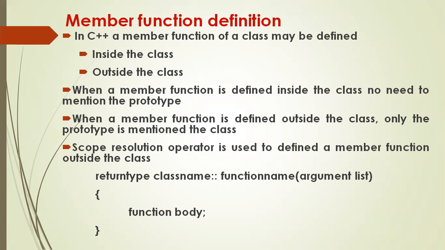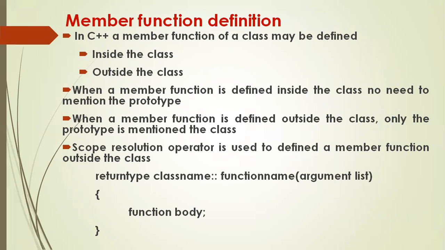In all the examples that we have studied so far, we defined all the member functions completely within the class. When a member function is defined inside the class, then there is no need to write the prototype. On the other hand, when we are defining the member function outside the class, inside the class you just write the prototype of the member function. Don't define the function. The actual definition of the function, we have to write outside the class.